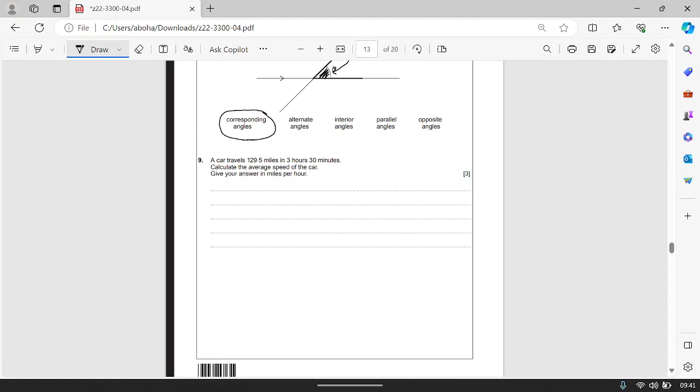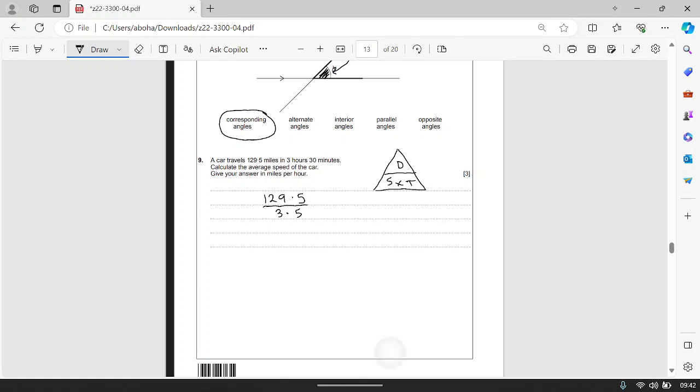So moving on to question 9. A car travels 129.5 miles in 3 hours and 30 minutes. Calculate the average speed of the car. Distance, speed, and time. So the distance is 129.5 divided by the time taken, which is 3.5.